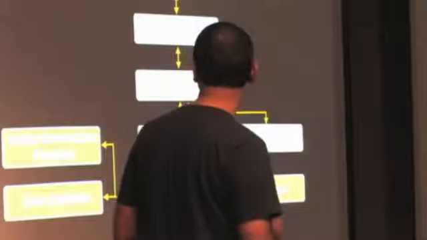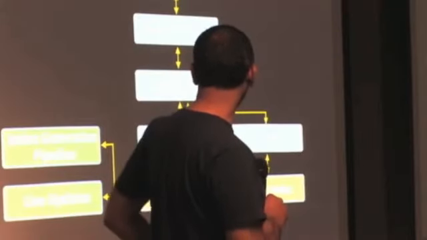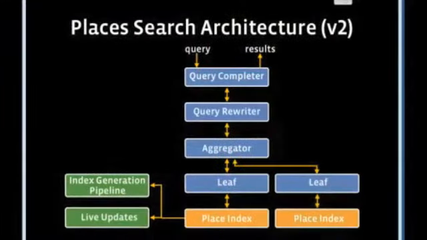So this is what our search architecture looks like. Those arrows should be reversed. We have an offline process which generates the index. We also have real-time live updates. This index is distributed across multiple leaves. And you have different parts of the stack.